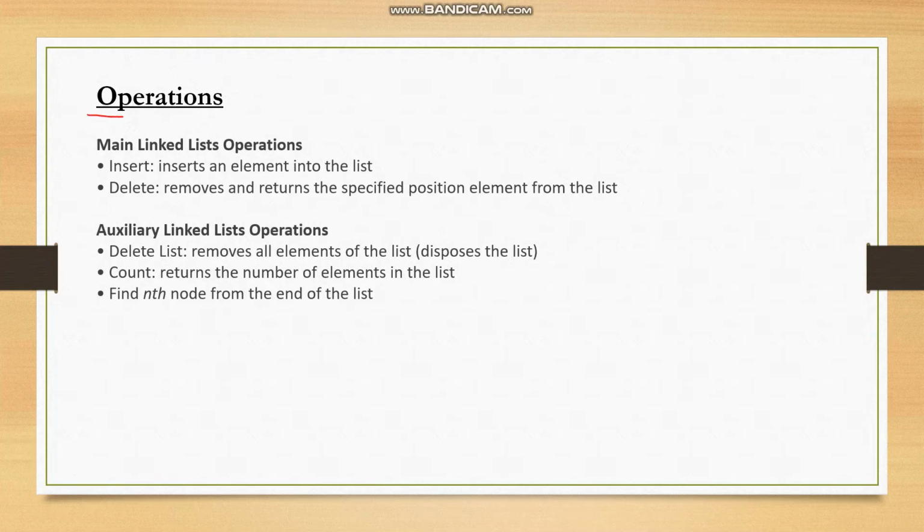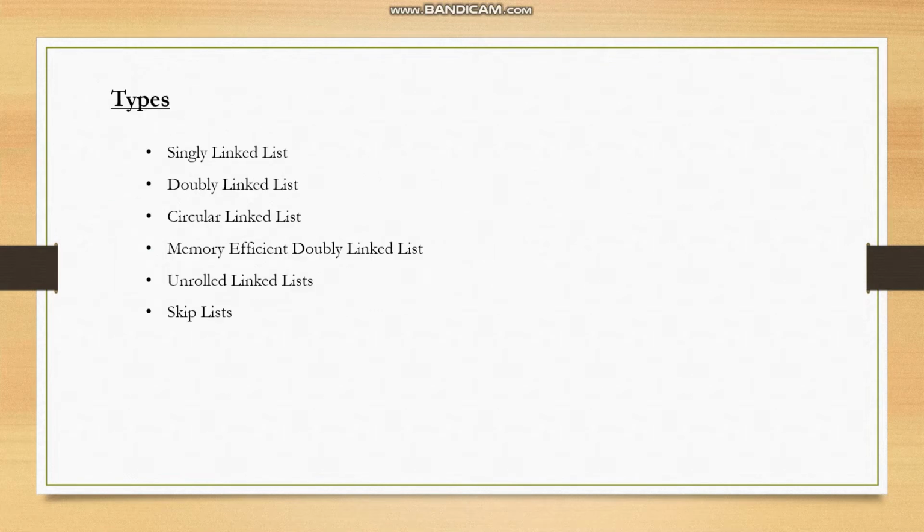So what are the operations we can do on the linked list? These are the basic operations like insertion, deletion, deleting the whole list, counting the elements, and finding the nth node from the end of the list. What are the types of lists? Singly linked list, doubly linked list, circular linked list, memory efficient doubly linked list, unrolled linked list, and skip list. So we will be talking one by one about these types.